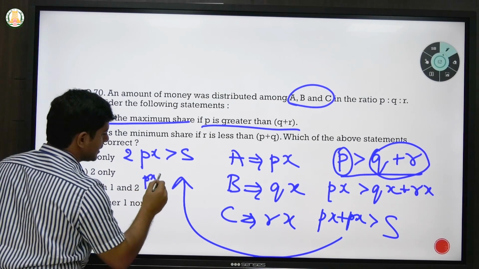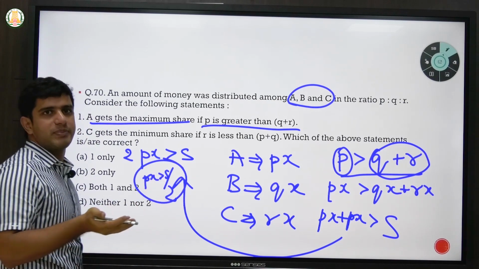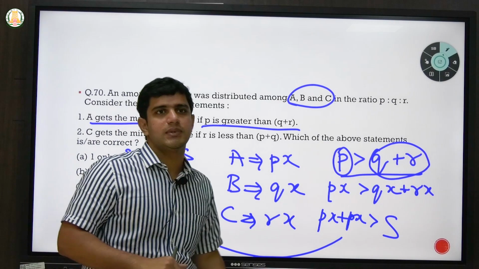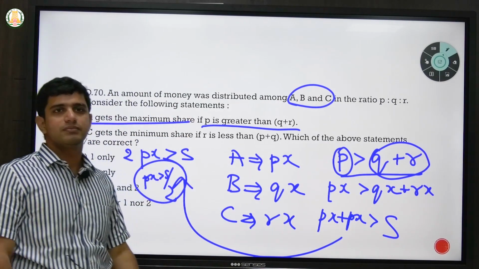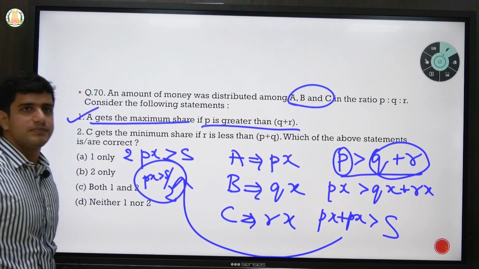That means P is greater than S by 2, and S by 2 is 50% of the sum. So P has more than 50% of the sum. Then definitely P will have the maximum share. So this statement becomes correct.